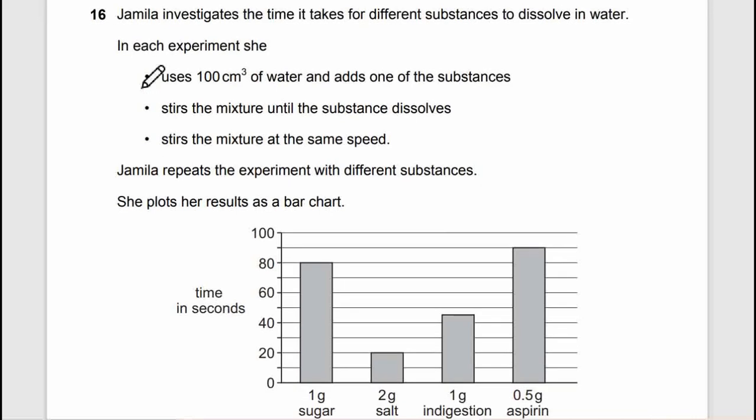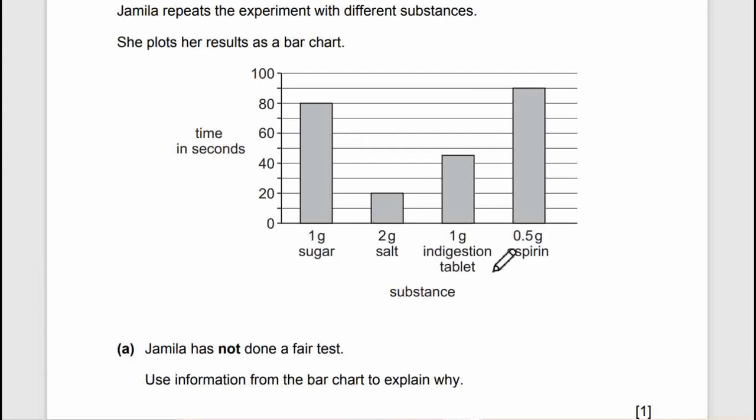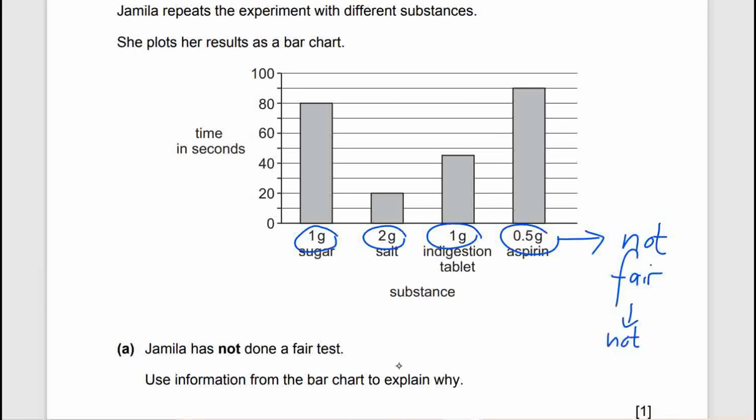So these are the different substances: sugar, salt, indigestion tablet, and aspirin. Jamila has not done a fair test. Use information from the bar chart to explain why. In the bar chart it says 1 gram of sugar, 2 gram, 1 gram, and 0.5. So this is not fair, not the same, because it's not equal. To make a fair test, she has to use an equal amount of mass.